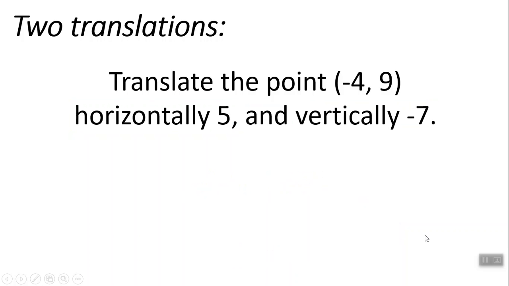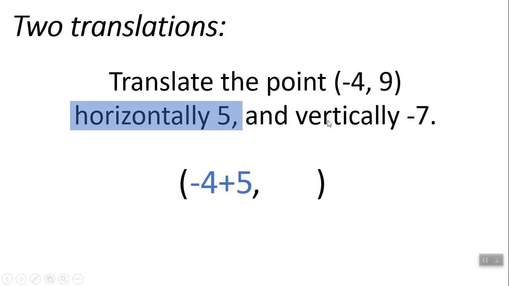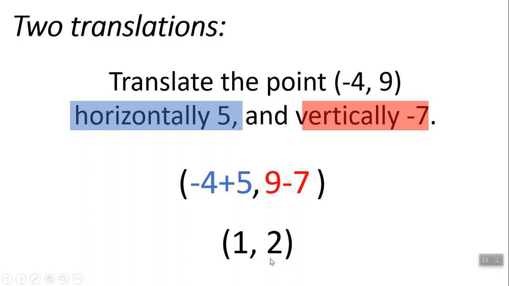So we're going to do another one, two translations. You've got that same point, but now we're going horizontally 5 and vertically -7. Well, you've got your X value of -4. You're going to be adding 5 to it. Vertically -7, you're going to be subtracting 7 from your Y value, which was 9. So then you work those out and you get 1, 2. So your new ordered pair is 1, 2.